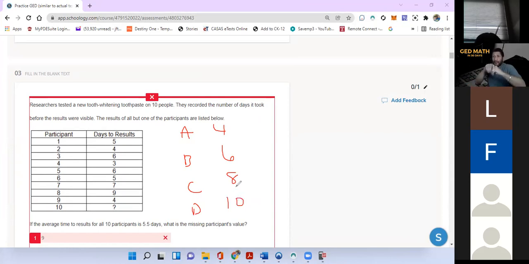I changed this up a little bit. It says researchers tested a new tooth whitening toothpaste on 10 people. They recorded the number of days it took before the results were visible. The results of all but one of the participants are listed below. If the average time for all 10 participants is 5.5 days, what is the missing participant's value? If you notice, participant number 10 has no value. What is the missing participant's value?